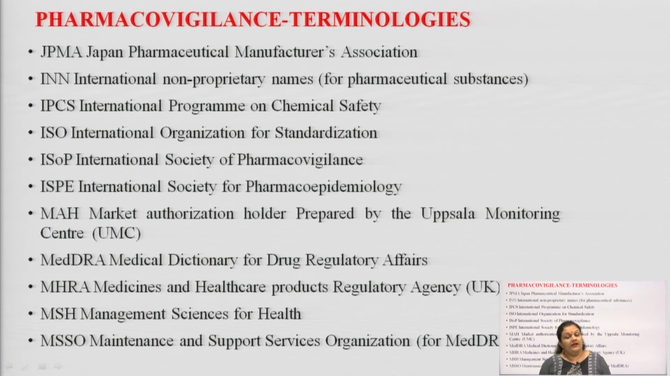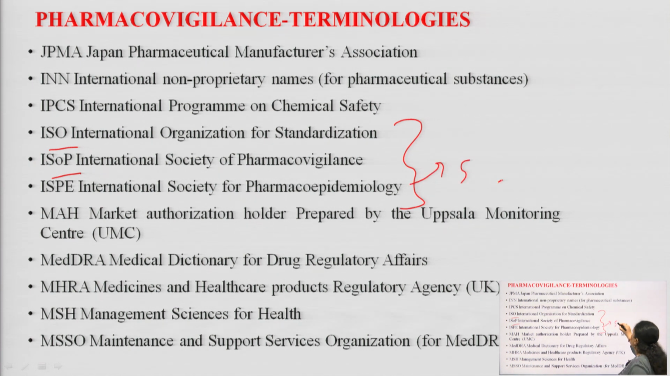Then we have INN, which you also covered in our previous classes, International Non-Proprietary Name, basically for the pharmaceutical substances. IPCS, International Program on Chemical Safety. ISO, International Organization for Standardization. ISOP, International Society of Pharmacovigilance. ISPE, International Society for Pharmacoepidemiology. So, students, these are different societies for various epidemiological and PV studies.